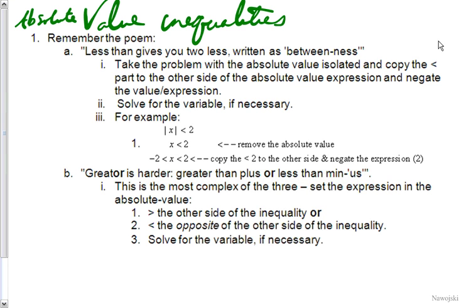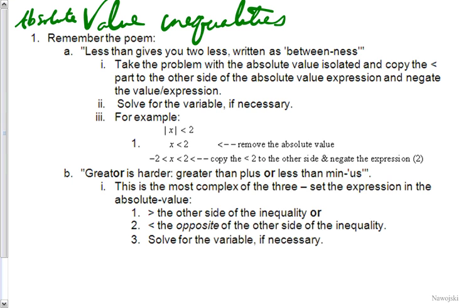Then it gets us to the actual question: what type of inequality do we have? We have less than or greater than. The way to remember it is, less than gives you "less between this." In other words, when you have a less than, you're going to write it between two things, between itself and its opposite.